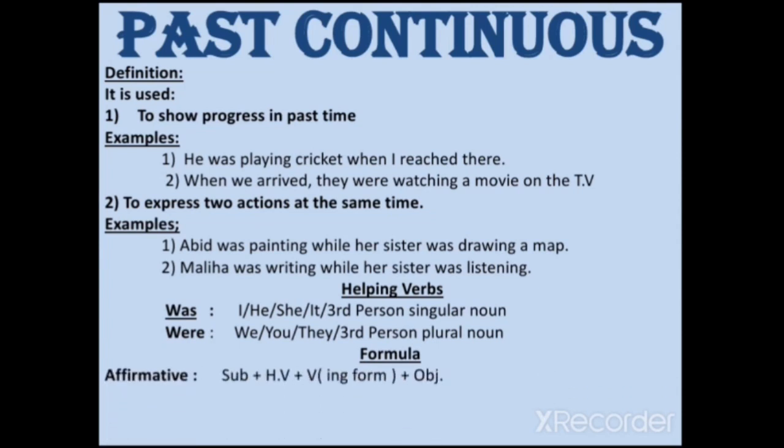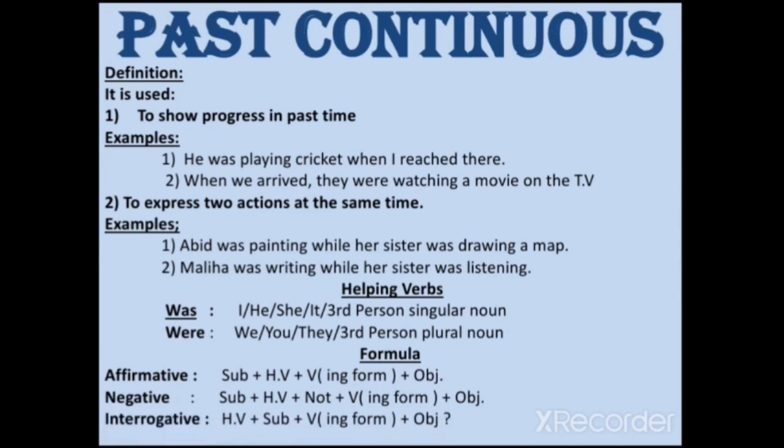Here comes the formula of affirmative: subject, helping verb, then verb fourth form, and then object. In negative we use first subject, then helping verb, then not, then verb fourth form, and then object. And in interrogative we use helping verb first, then subject, then verb fourth form, then object. Okay students, now I move towards future continuous, which comes after past continuous.